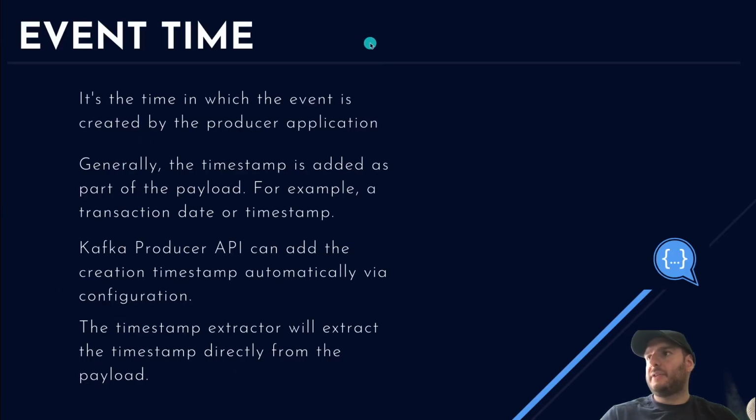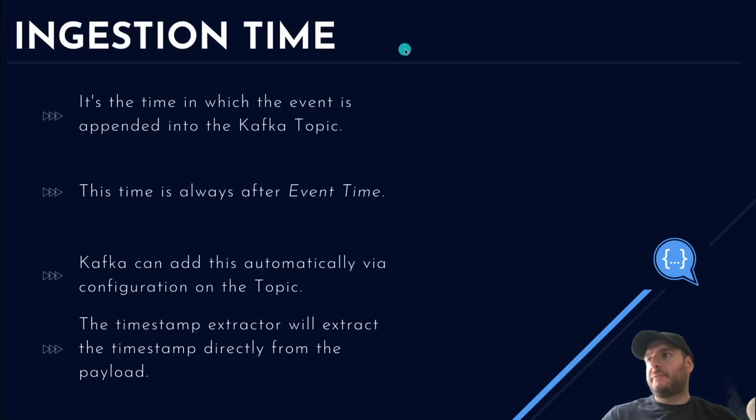First, we'll discuss event time. Event time is the time in which the event was created in the producer application. Generally, this is a timestamp added as part of the payload in the event. For example, a transaction date or timestamp. The Kafka Producer API can add the creation timestamp automatically via configuration, and the timestamp extractor will extract the timestamp directly from the payload. Then we have ingestion time.